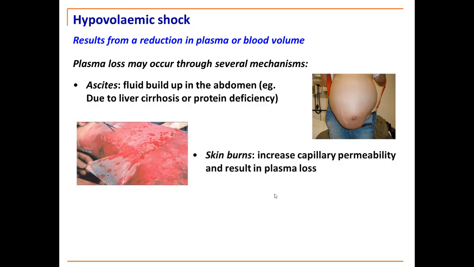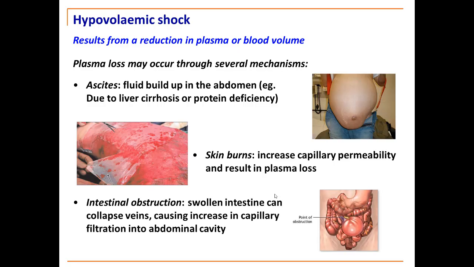ascites buildup. It can be through skin burns where you get increased capillary permeability and results in huge amounts of plasma loss. And you may have intestinal obstructions, where a swollen intestine can collapse veins, causing an increase in your capillary filtration into the abdominal cavity. So there are other mechanisms of hypovolemic shock that don't immediately come to mind, but you've always got to be considering these.